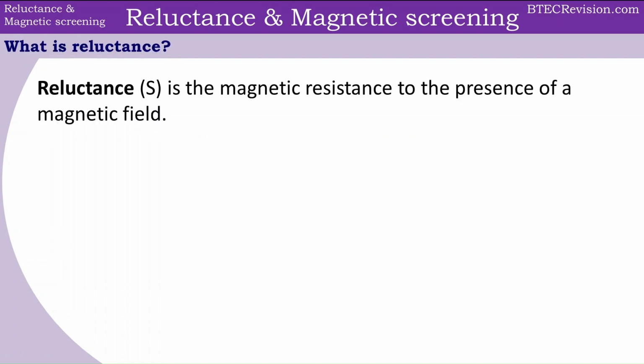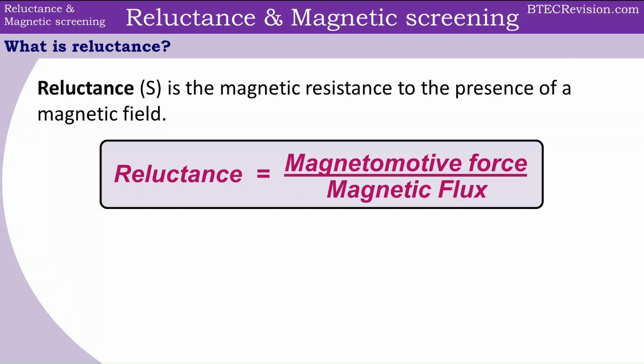What is reluctance? Reluctance, S for short, is the magnetic resistance to the presence of a magnetic field, and can be calculated via this equation. Reluctance equals magnetomotive force divided by magnetic flux. The short form is S equals Fm divided by phi. If you remember in our previous lesson, magnetomotive force is equal to the number of coils times the current. Therefore, the unit is going to be ampere turns. So for Fm, the unit is ampere turns.